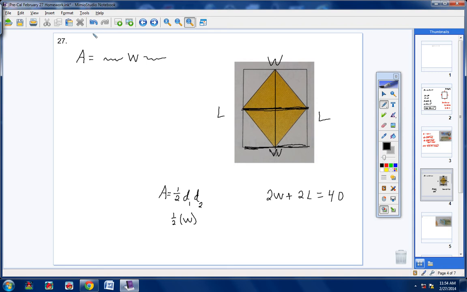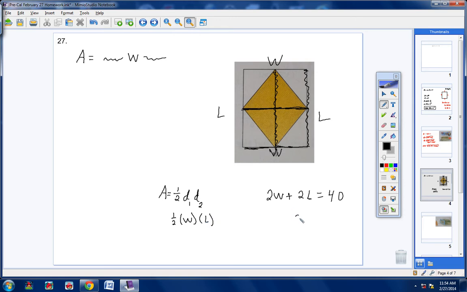Now, for this diagonal here going down, that's the same as my length. So I could put an L right here, but I really don't want to do that because remember I want A's over here and W's over here. So as I look at this right here, if I add up all four sides I get 40. Can I not get L by itself and then make a substitution right here for my L? Could I not do that?